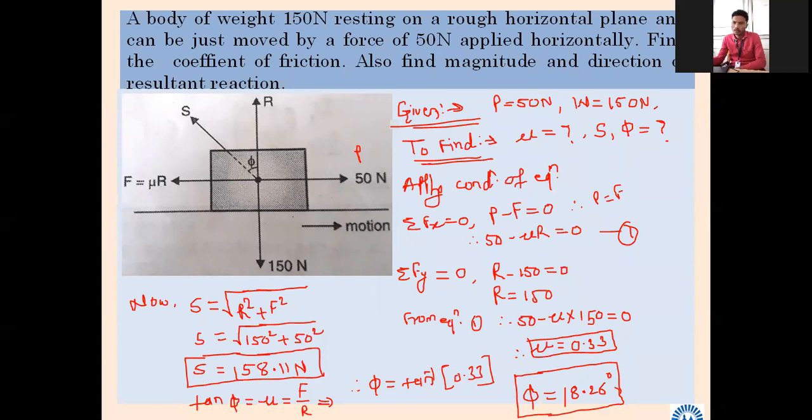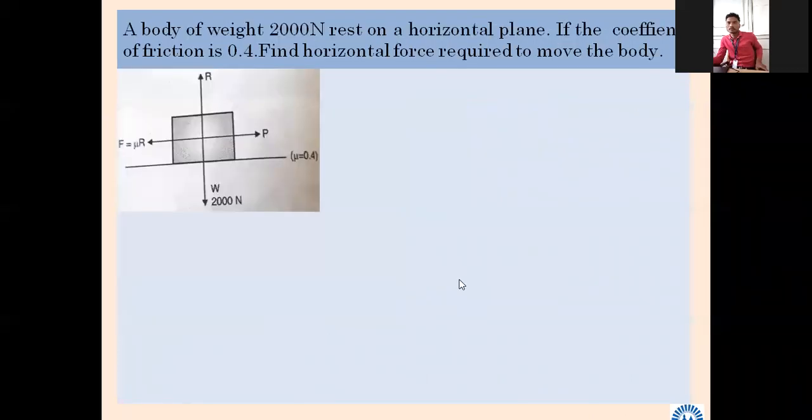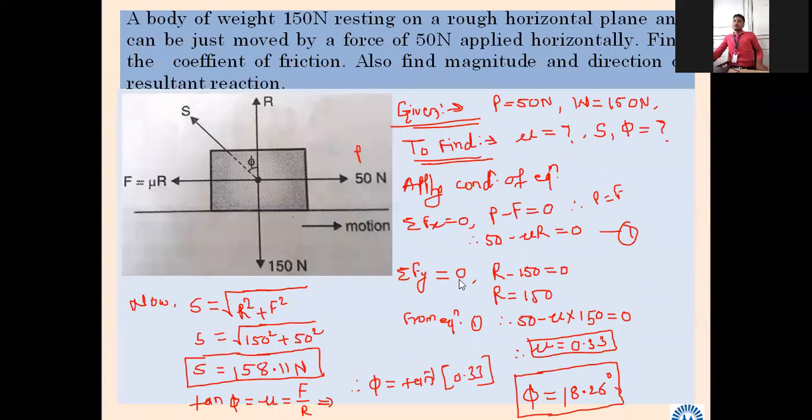In this way, we can solve the problem. Problems are very simple. There is no worry about this. Have you understood this? Shall we go to the next one?